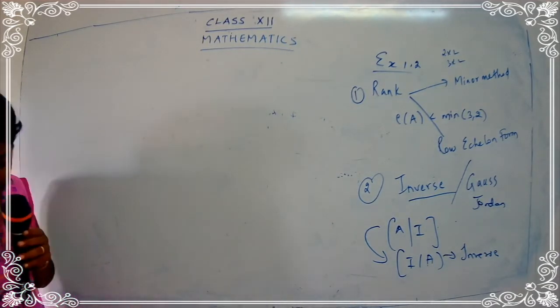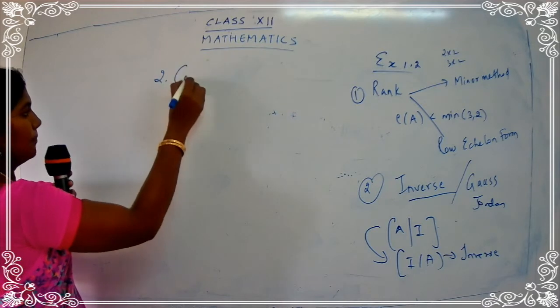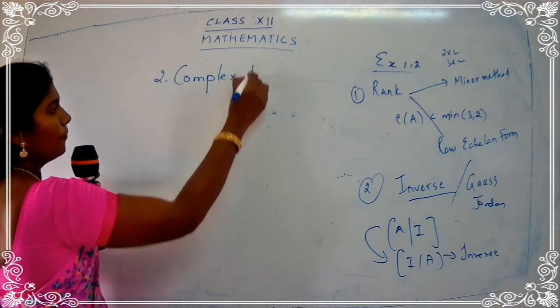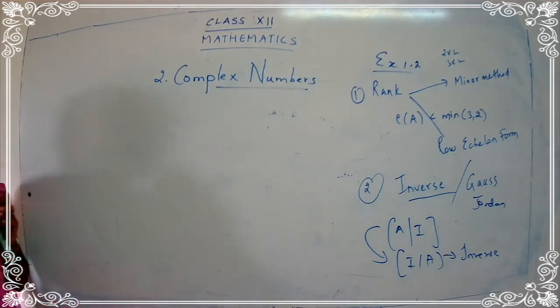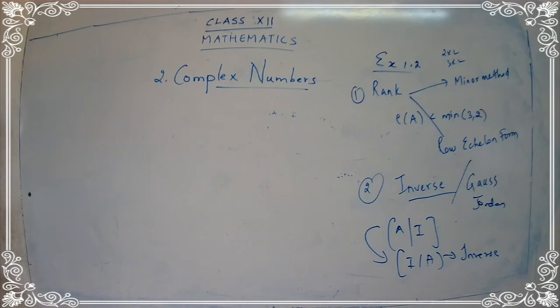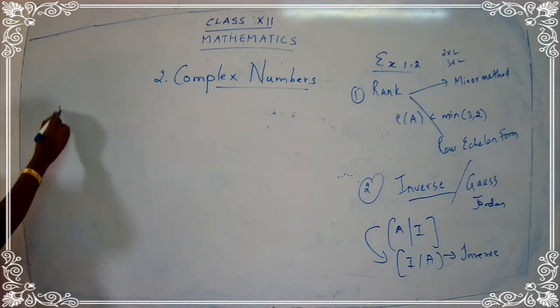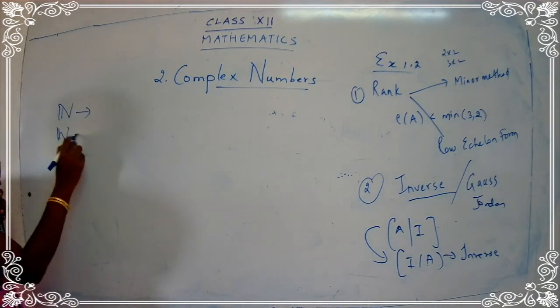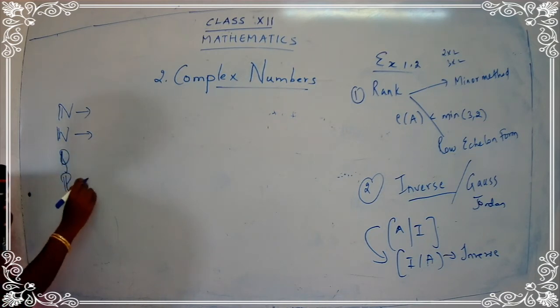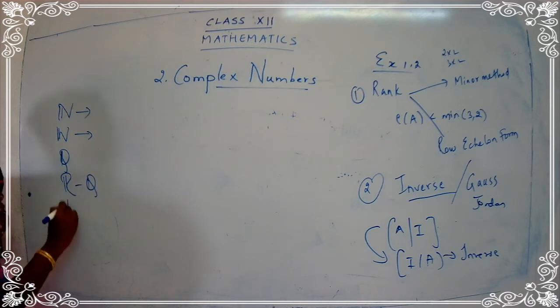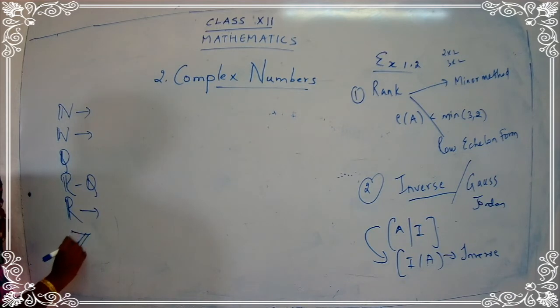So put here lesson number 2, complex numbers. Okay. So before we start with the lesson, I would like you to explain what is a complex number. So till now we have dealt with natural numbers, whole numbers, rational numbers, irrational numbers, real numbers, and one more, integers.